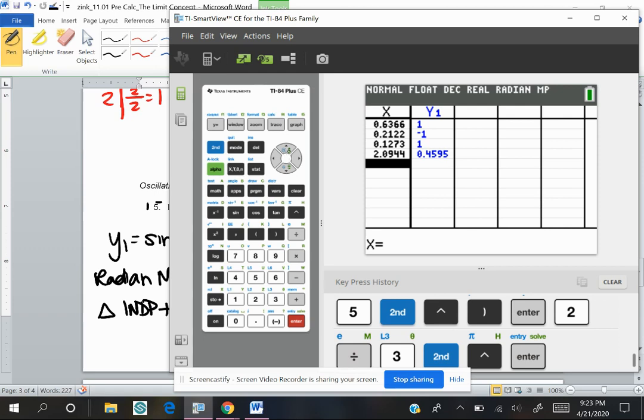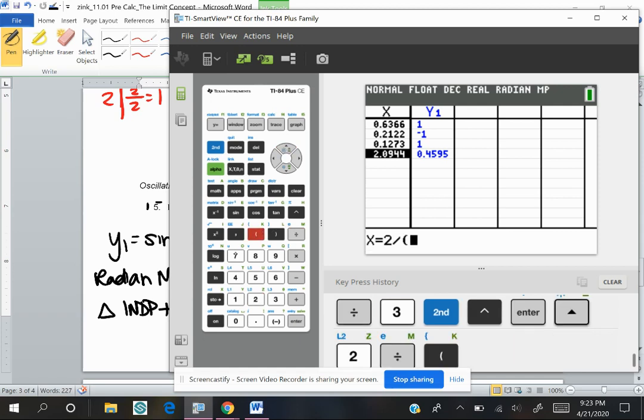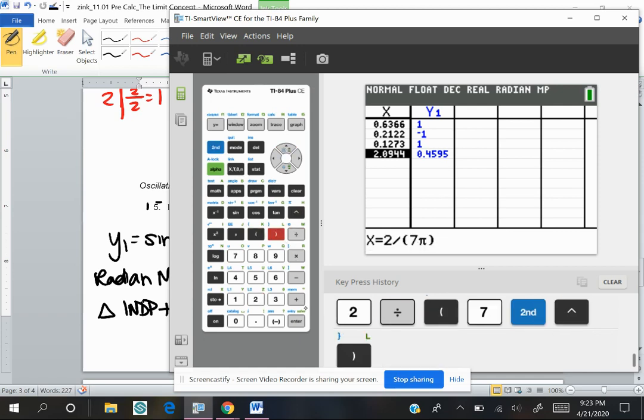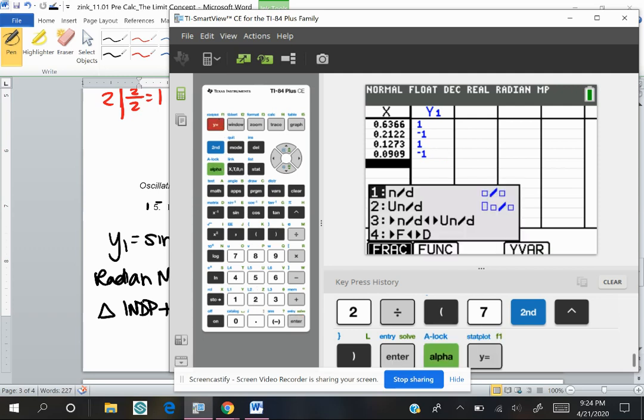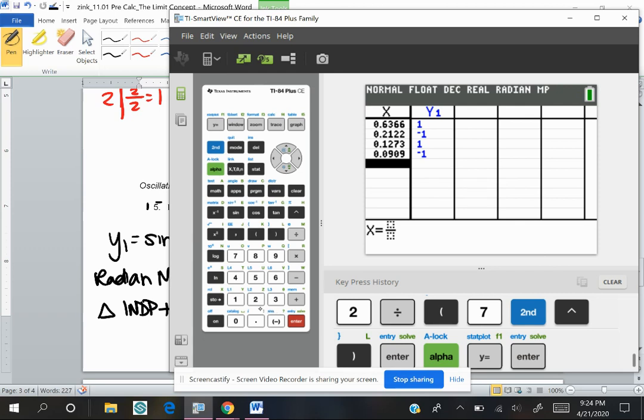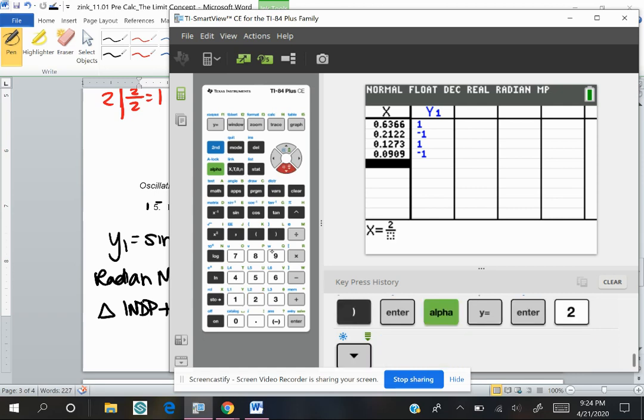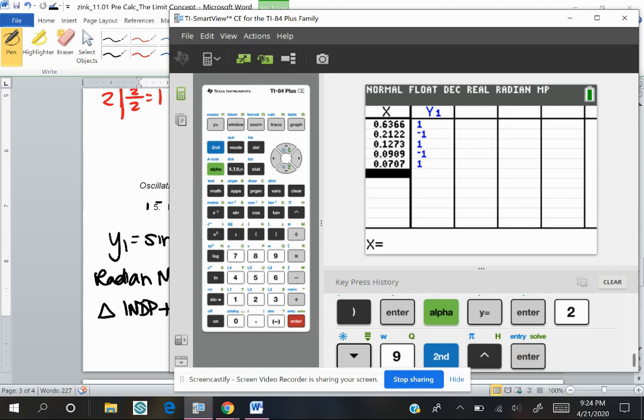We want to divide. So here, let's do 2 divided by 7 pi. Again, 7 pi has to go in parentheses. And then the easiest way is going to be to do alpha y equals. So let's do 2 over 9 pi. So practice typing these in on your own. It's really, really important, and see what happens. Here, and you'll get these decimals. There's no way to keep those as pi's.